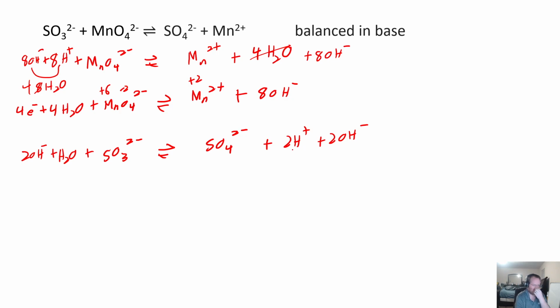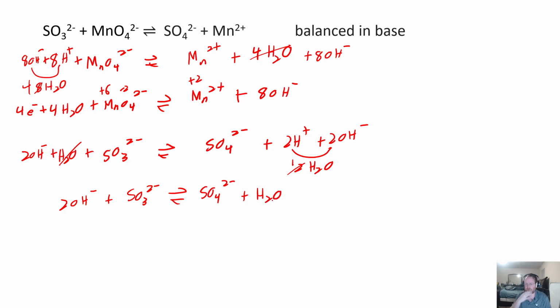When I do that, these combine to form 2 waters. From there, I can see I have 1 water over here, and so this 2 becomes a 1. So I now have a balanced equation. In terms of atoms, I have 2 hydroxides plus SO3 2- is at equilibrium with SO4 2- plus a water molecule. Now I need to deal with where my electrons are going to be.